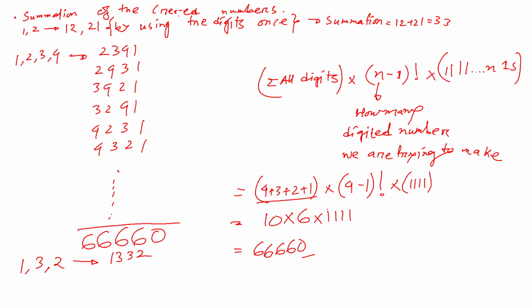Where did you get 6? 3 factorial equals 3 times 2 times 1, which equals 6, not 9. Oh, okay. I thought that was 9. Oh my gosh. That's why I was confused. Okay, all right.